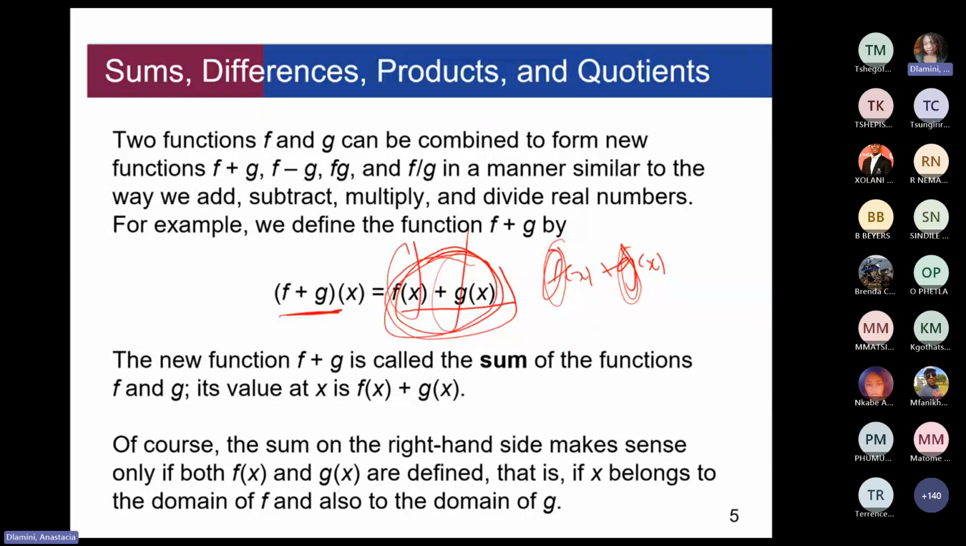Does it make sense now? It does make sense. Someone is not muted. Yes, ma'am, we understand.